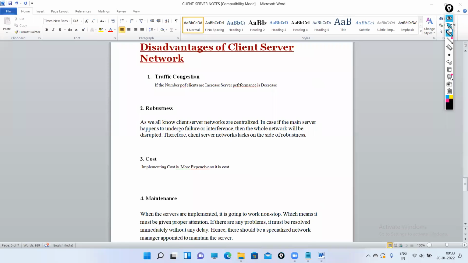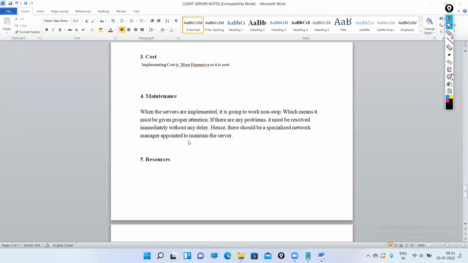Okay, now next one, maintenance. Maintenance is also difficult. When the server is implemented, it is going to work non-stop. Maintenance is difficult, which means, for example, I will tell you one example, madam. Every day you are using WhatsApp, yes or no? That will work 24 by 7, right? The WhatsApp server works 24 by 7 only, right? Yes, sir.